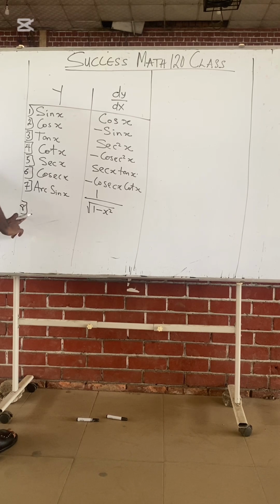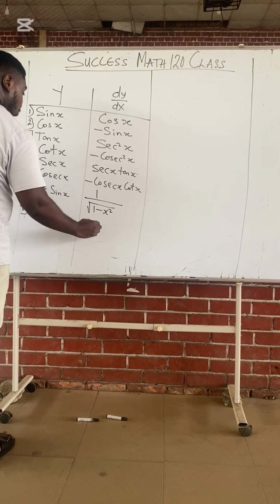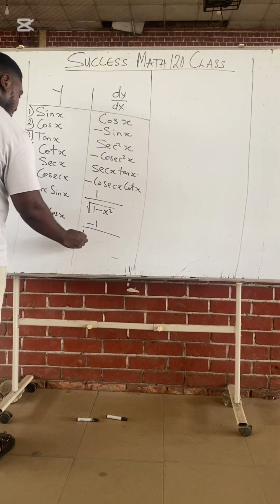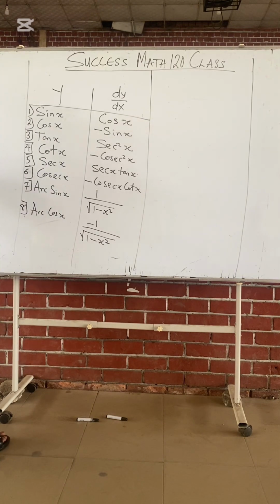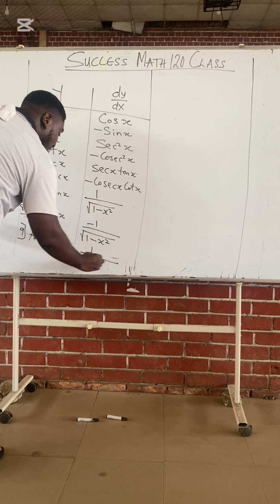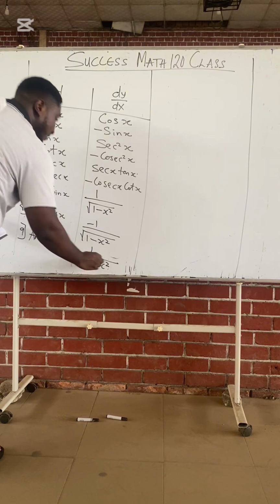Eight, arc cos x is minus 1 all over square root of 1 minus x squared. Nine, arc tan x is 1 all over 1 plus x squared.